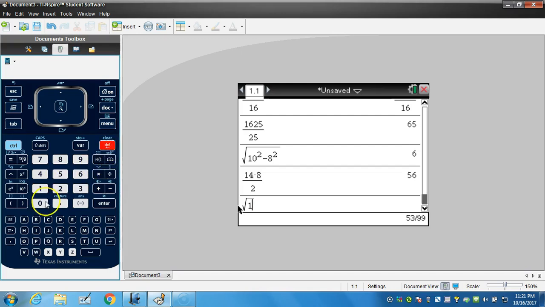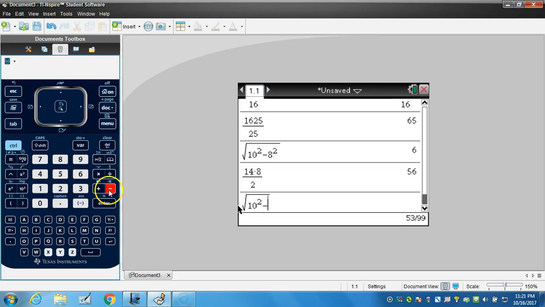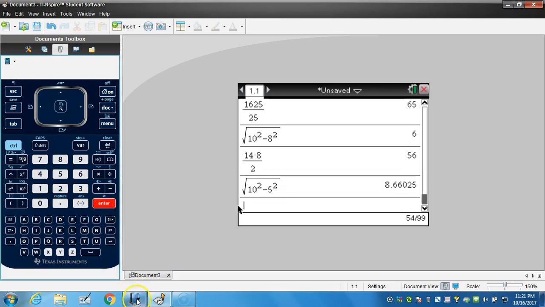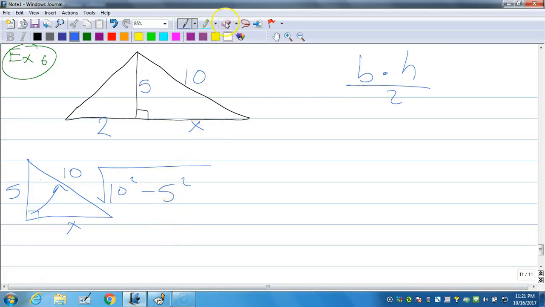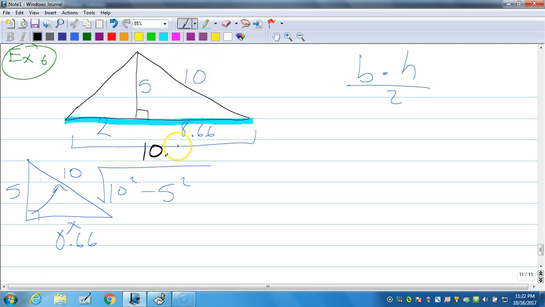10 squared minus 5 squared. 8.66. Can we use decimals? Yes. Yay, decimals. This gives us 8.66. So this is 8.66. To get the whole thing, you're going to add 2 plus 8.66. So the whole thing will give us 10.66. That is the base.